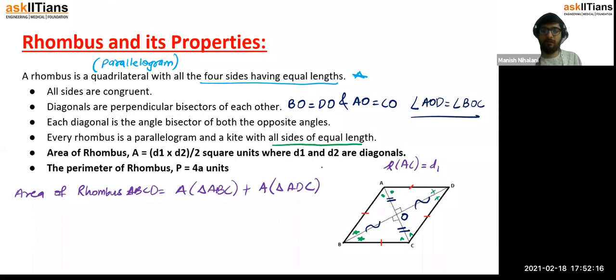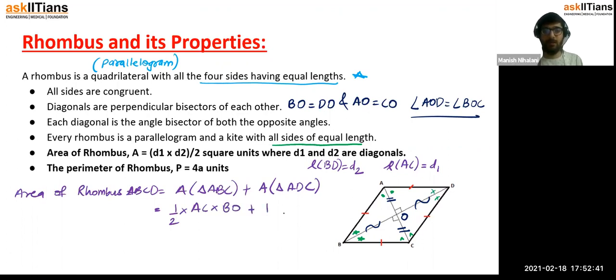Similarly, the length of BD, which is also a diagonal, let that be D2. So area of triangle ABC: its base is known to us and its height is also known to us. Area of triangle ABC means half into base, which is AC, and height, which is BO.